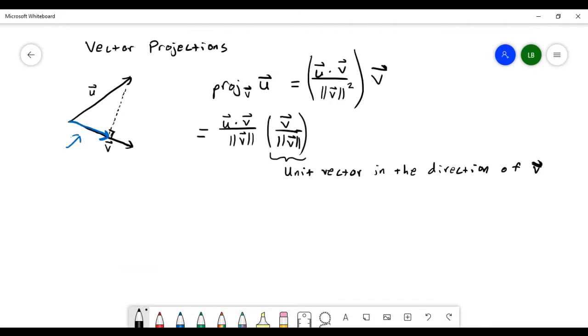Now all we need to know is the magnitude of this projection vector, because a vector is comprised of two things, a magnitude and a direction. Well, the magnitude actually comes from this portion right here. And this actually comes from our dot product formula.